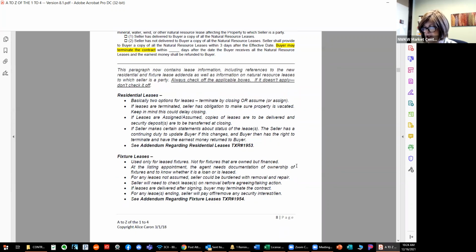Fixture leases. This has to do with things like water softeners. It could be, oh gosh, skylights. That's kind of different. Not skylights. What am I talking about? The solar panels. Sometimes those are on payment plans or something. You just need to have all that nailed down. So if there is an item like that, addendum regarding fixture leases, read about that, and that's important for you to note as well.